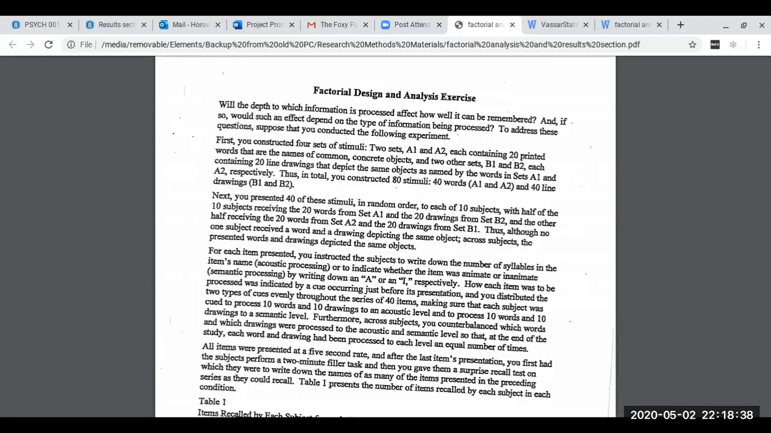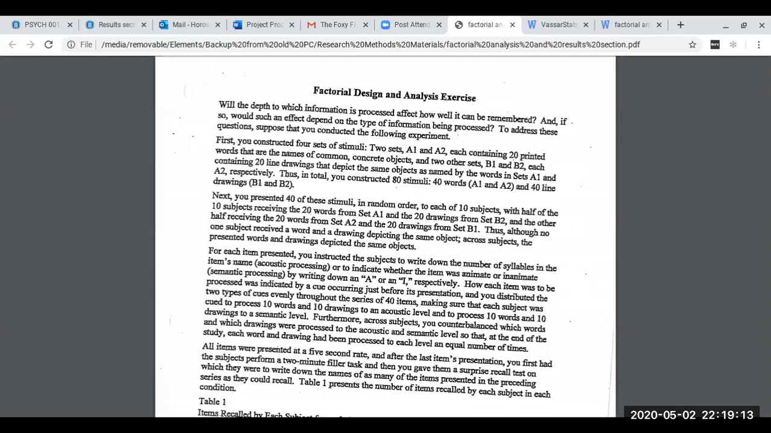And after the last item's presentation, you had the subjects perform a 2-minute filler task. Maybe you gave them a word search or a crossword puzzle to do. After 2 minutes, this is so they wouldn't just keep the words in their working memory. It's a distractor task or a filler task so that their brain isn't concentrating on the words or pictures they just saw. And then, of course, you give them a surprise recall test on which they were to write down the names of as many of the items presented in the preceding series as they could recall.